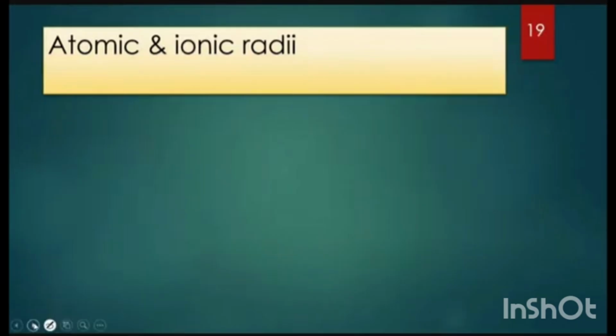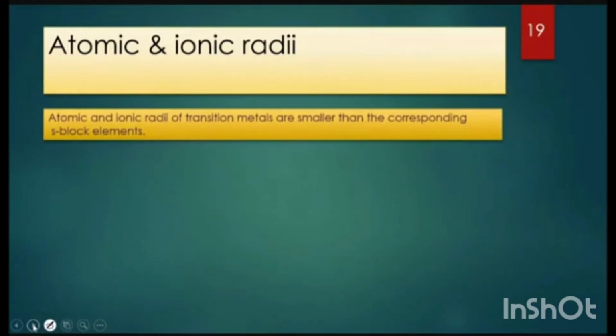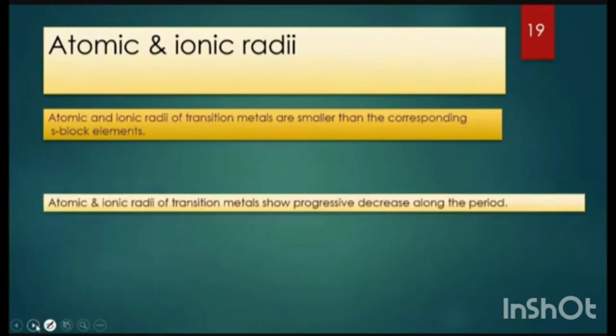Now, let's come back to the D and F block elements. Atomic and ionic radii of transition metals are smaller than the corresponding S block elements. Last year we studied in inorganic chemistry that when we move from left to right in the periodic table, the atomic and ionic radii of the elements decrease. So when it comes to the D block elements, the atomic and ionic radii of transition metals are usually smaller than the corresponding S block elements.